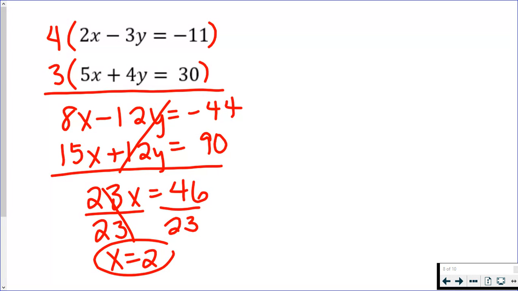And we're done with half of this. We now have x equals 2. In order to find y, you would plug x equals 2 back into any of the original equations before you did any eliminating. So I'm going to use 2x minus 3y equals -11, just because those are smaller numbers. Just use whichever equation is easiest for you.